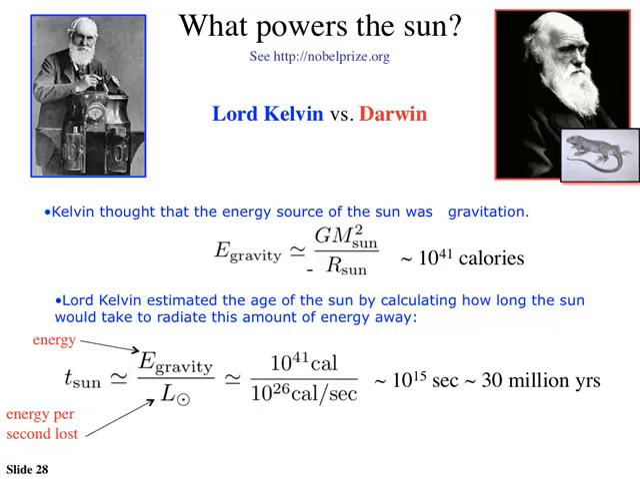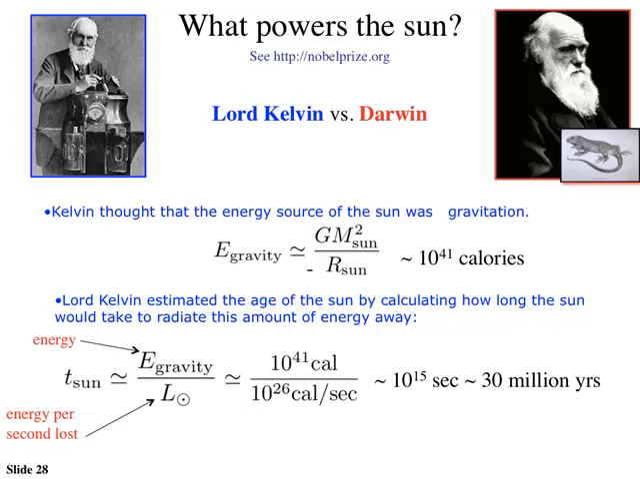So this is what Kelvin did. Kelvin said, the most powerful energy source that I know of is gravity. Okay? So the thing that's powering the sun must be its own gravity. So what's happening is the sun is this big ball of mass, and the mass is slowly constricting on itself. That's generating heat, and that's emitting all kinds of energy.